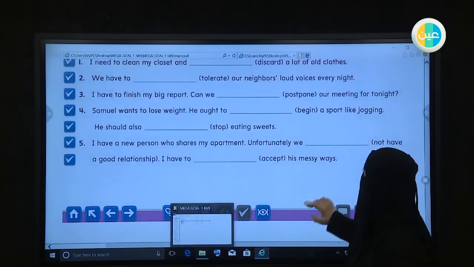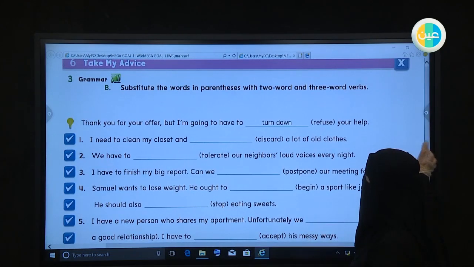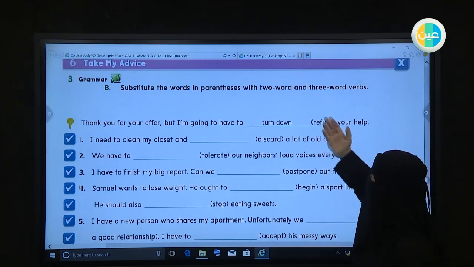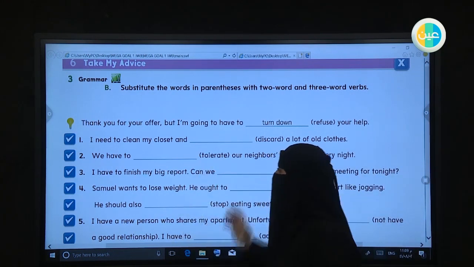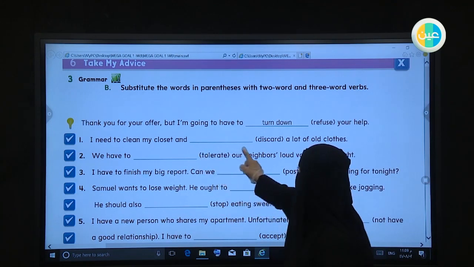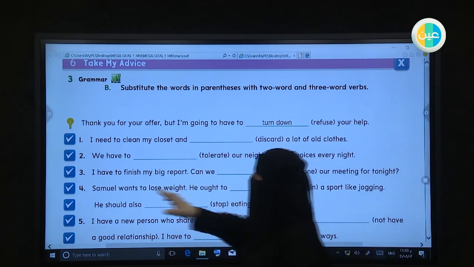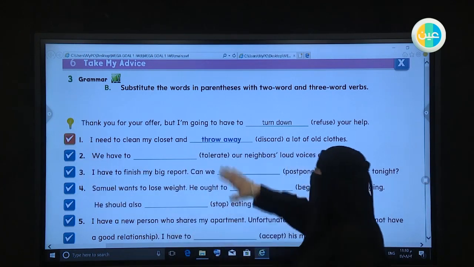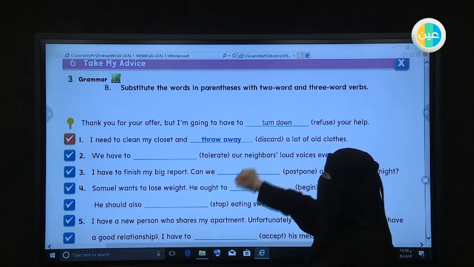And the last section for our lesson today is to substitute the words in a partner with two or three words. Let me check number 1 as an example. I need to clean my clothes and space discard a lot of old clothes. What do you think the suitable answer for it is? Throw away. So discard means throw away.